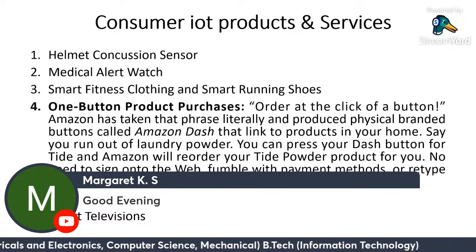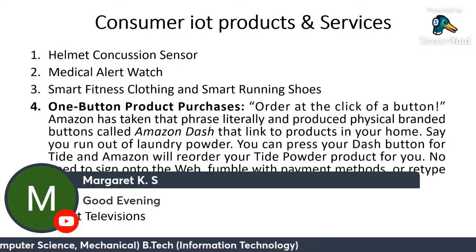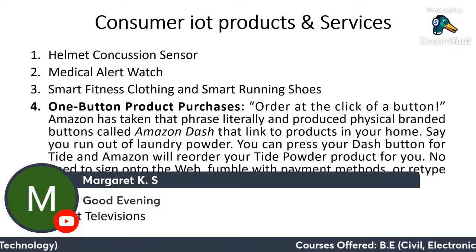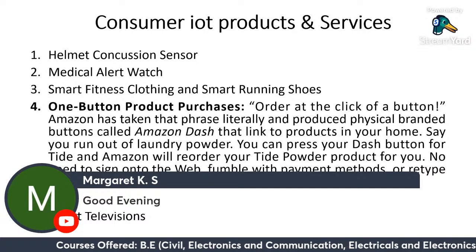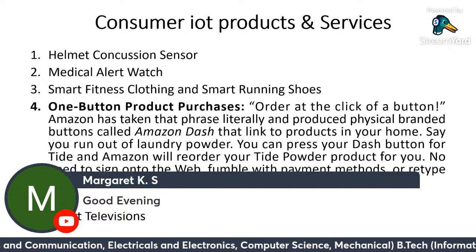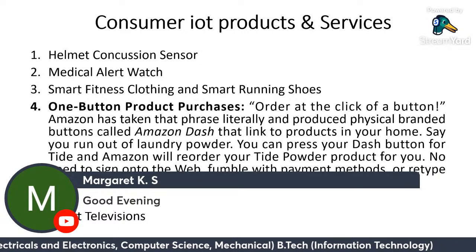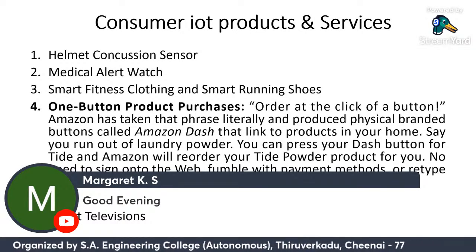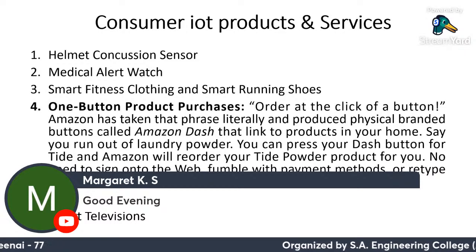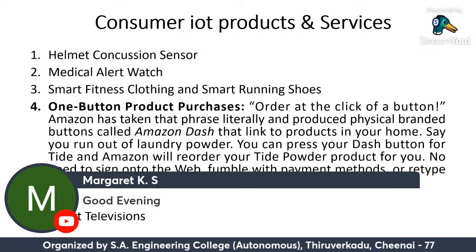Helmet concussion sensor. The helmet concussion sensor is a sensor which is placed over a helmet. It costs about 2K or 3K, I don't know, but it can be mounted over the helmet. Whenever an accident occurs when riding the bike, the sensor sends the user information and accident location to the nearby police station or ambulance, or to family members we have registered. So it is a useful sensor to detect an accident. When we use it on remote area roads, we can detect an accident and the exact location can be sent through the concussion sensor.